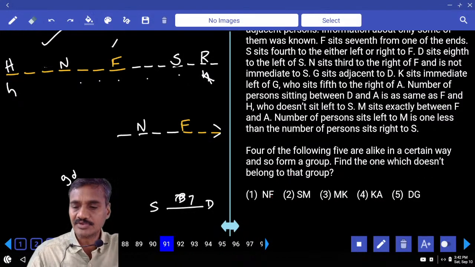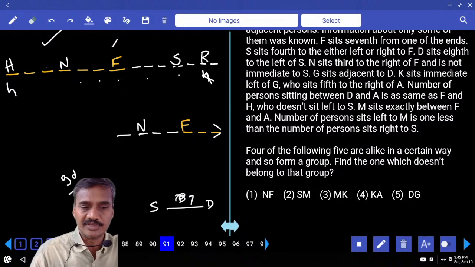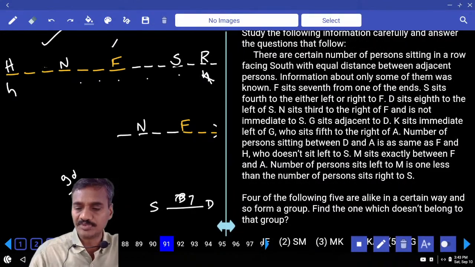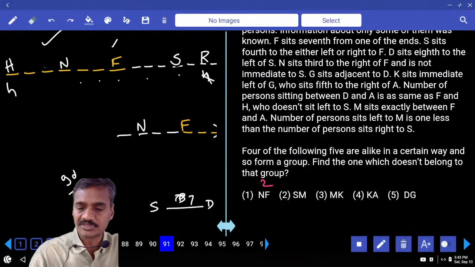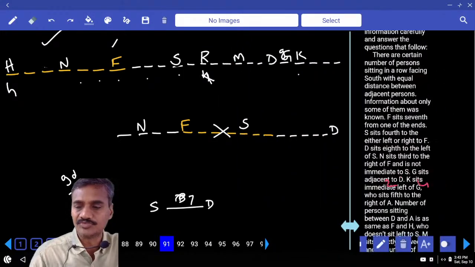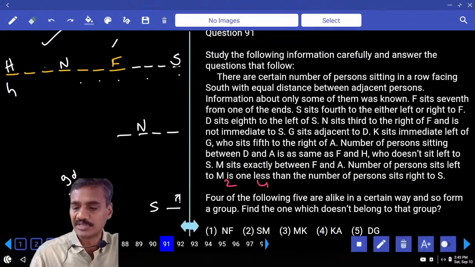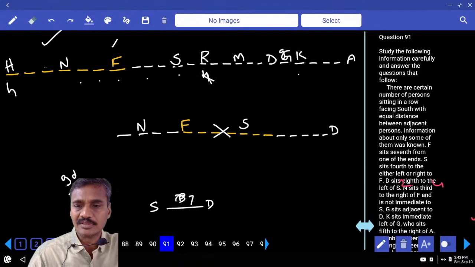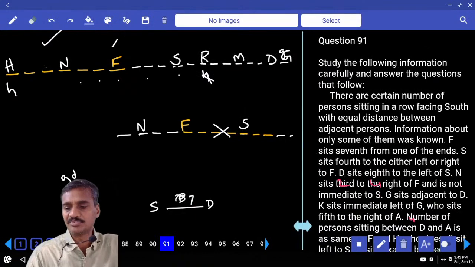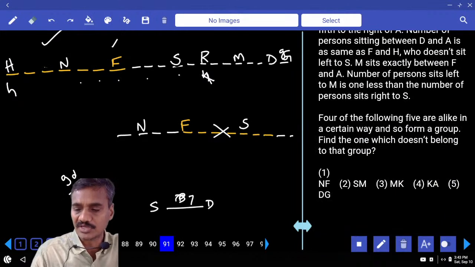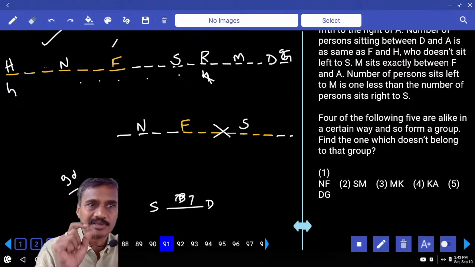Then 91, four out of the following, which means odd one out. N and F, there are two people. S and M, there are 4 people. M and K, 1, 2, 3, 4, there are 4 people. Between M and K, we have 4 people. K and A, there are 3 people. Now the numbers of persons are different from each other. Hence we cannot find the answer from the number of people.